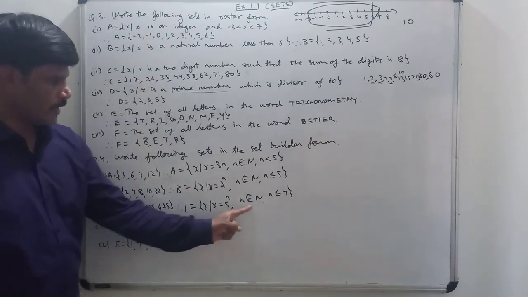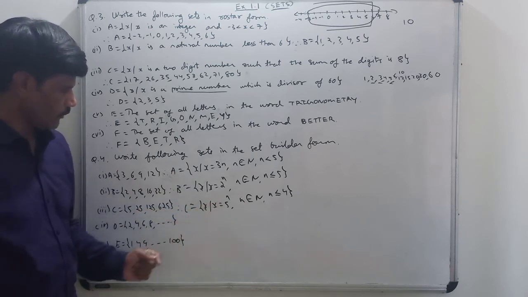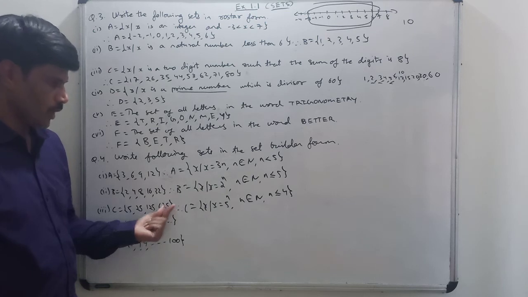So put n is equal to 1, 5 raised to 1, 5, 5 raised to 2, 5 5s are 25, 5 raised to 3, 25 into 5, 125. 5 raised to 4, 25 into 25, 625.